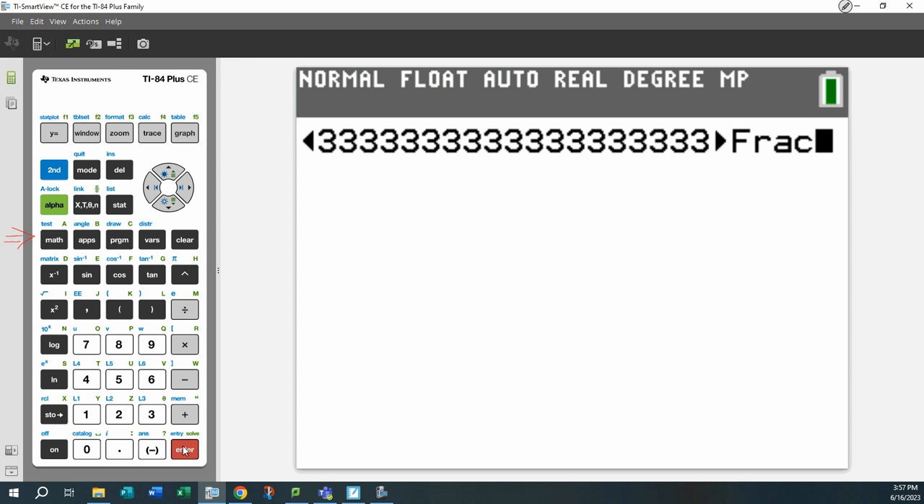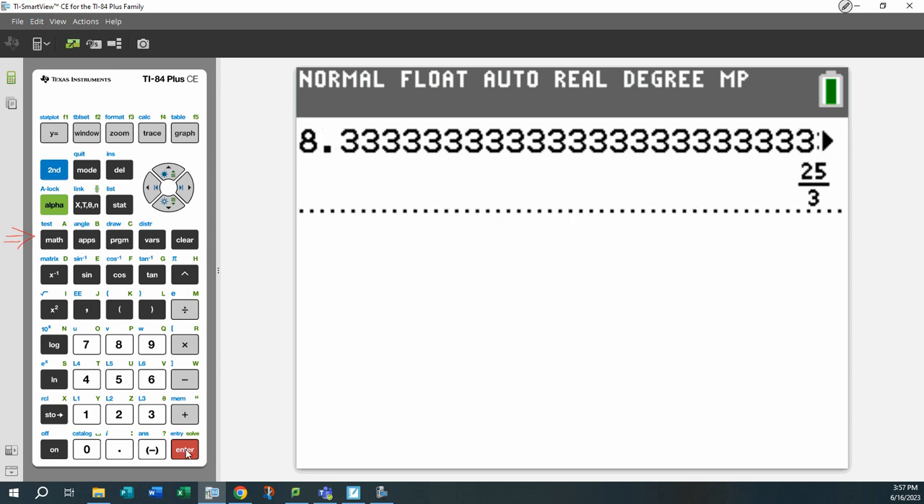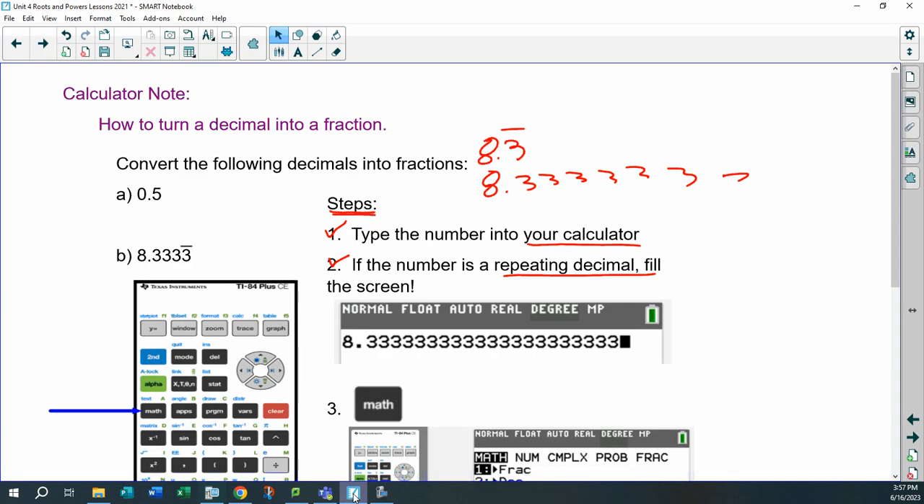It's going to take that 3, and it's going to try to make it into a fraction. All you have to do is hit enter again. Watch this. Yoink. And look at that. That's 25 over 3. 8.33 repeating is actually 25 over 3. Isn't that cool?